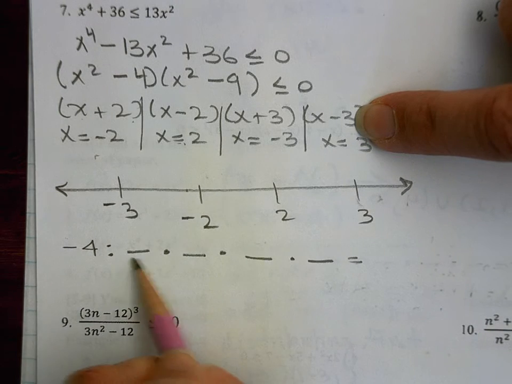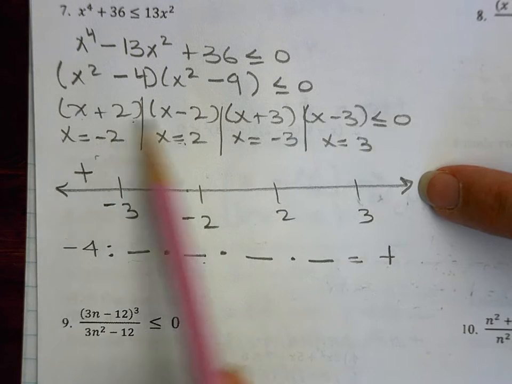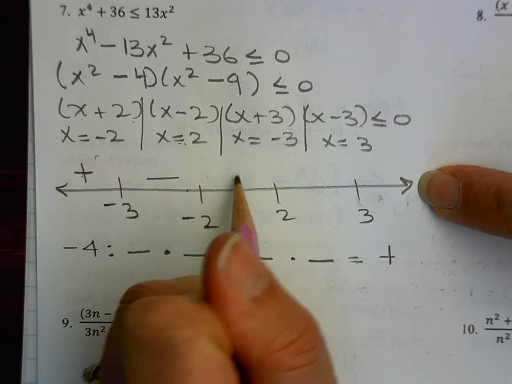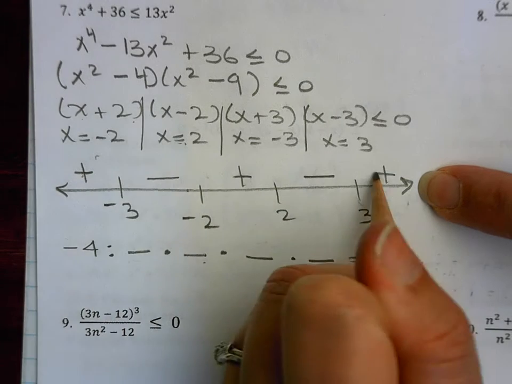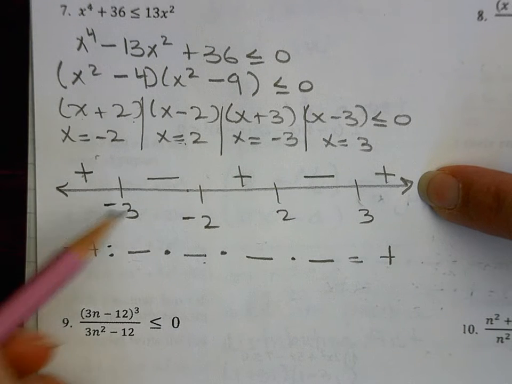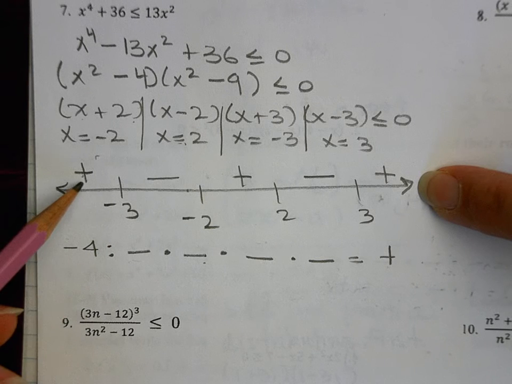So that would be a positive, since four negatives multiply to a positive. None of these are squared, so none of these are bounces. That means it's going to pass through. So it's going to go from above to below to above to below to above. If I understand the graphing, I don't need to substitute in each interval. I just need to substitute in to get started.